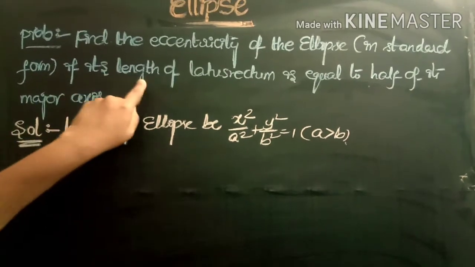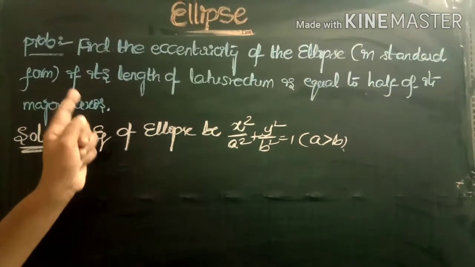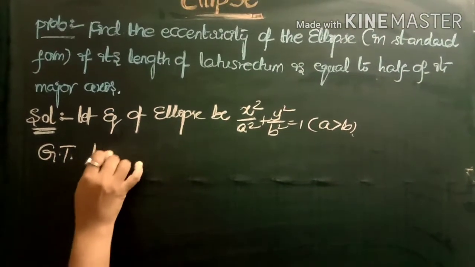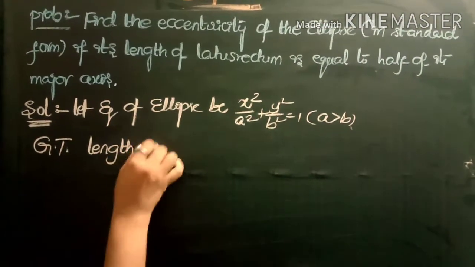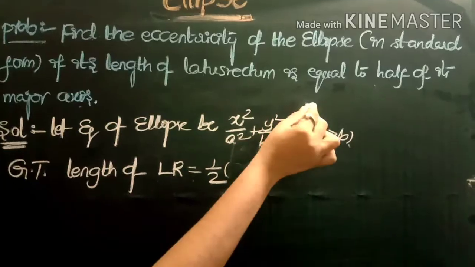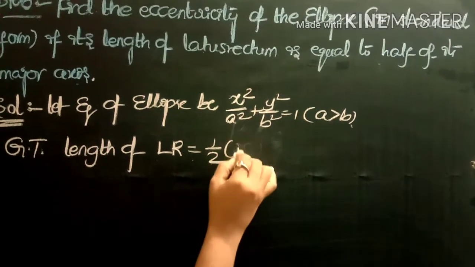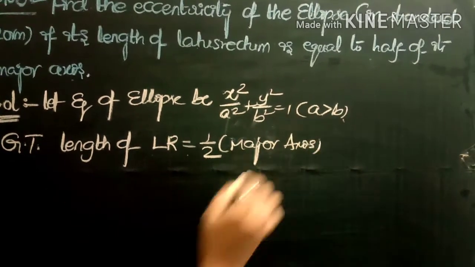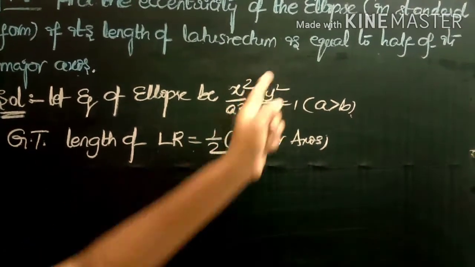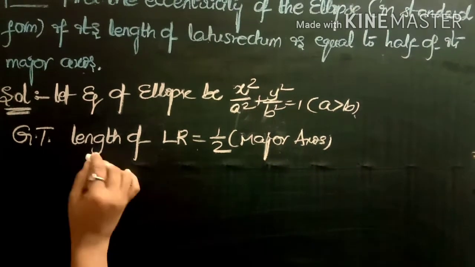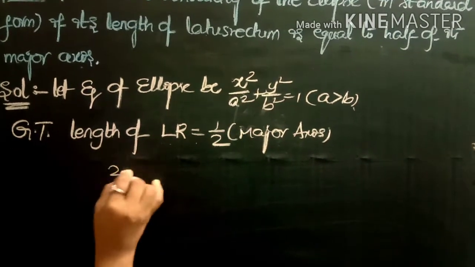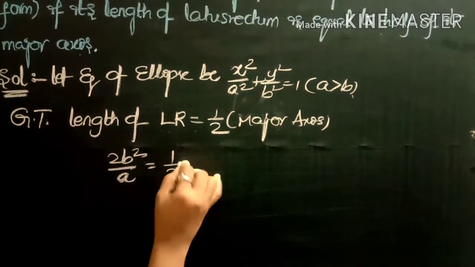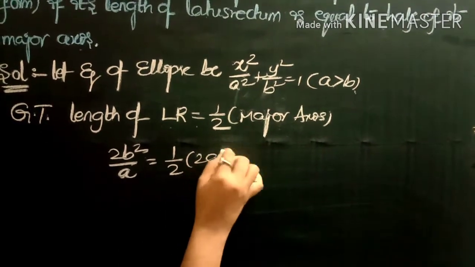The given condition is the length of the latus rectum is equal to half of its major axis, half into major axis. So the length of the latus rectum is 1 by 2 into the major axis. What is the length of the latus rectum in standard form? 2b square by a. So 2b square by a equals half into the length of the major axis. What is the length of the major axis in standard form? 2a.